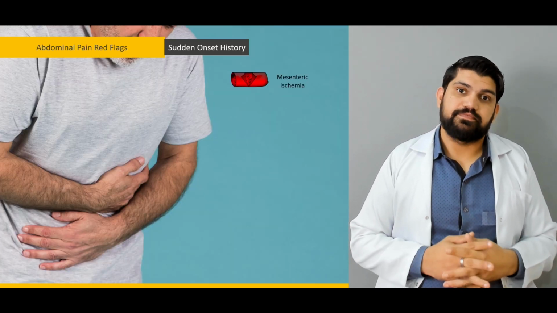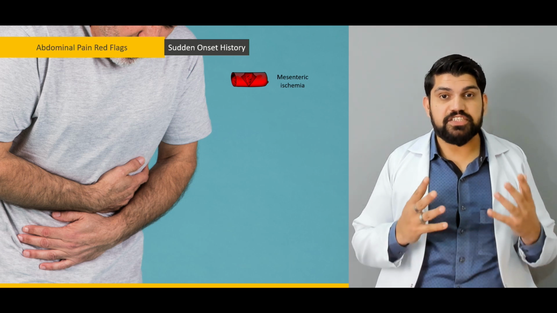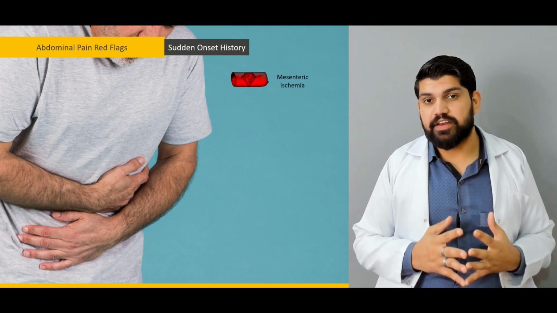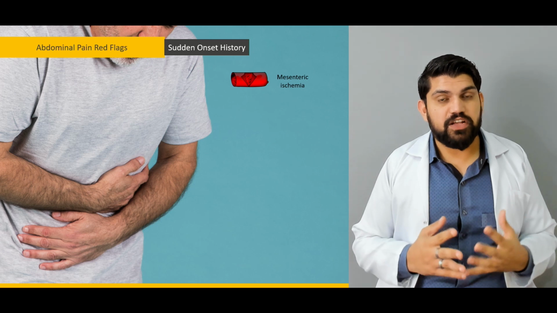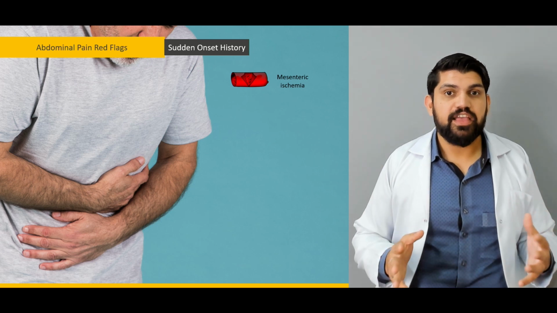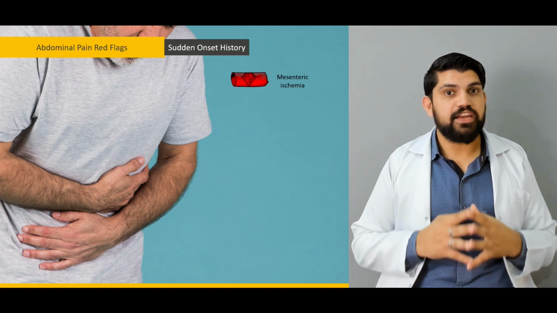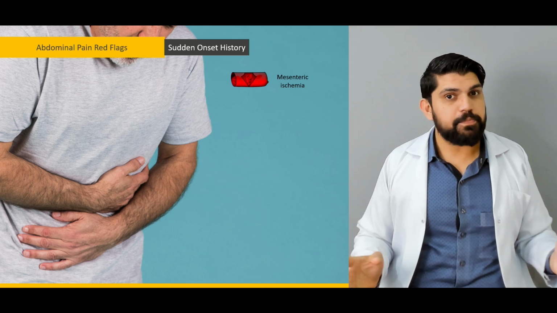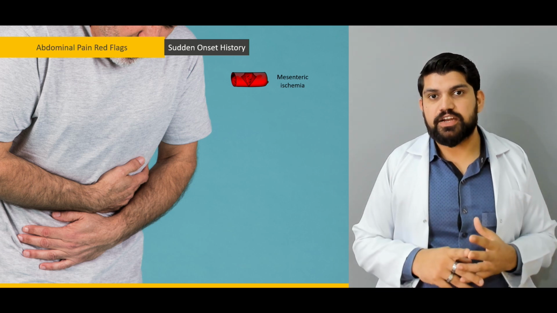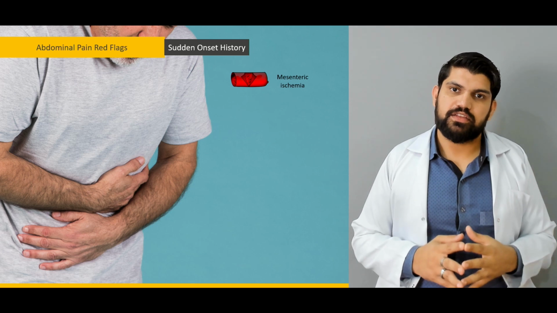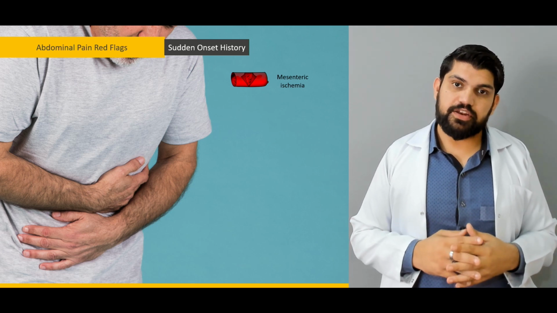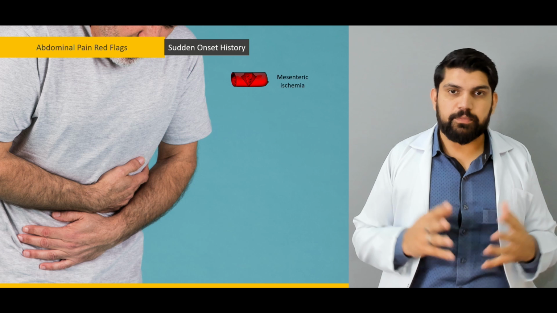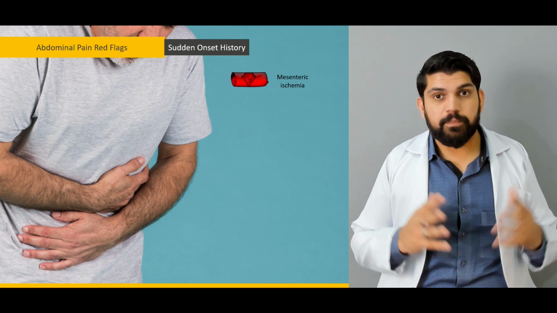So red flags again, mesenteric ischemia: sudden onset, excruciating pain. If a patient comes to you that he was doing fine and he gets excruciating pain and they don't know what really happened, think of mesenteric ischemia, think of a bigger thing. Think of abdominal aortic aneurysm. Think of abdominal aortic rupture. Think of peritonitis.